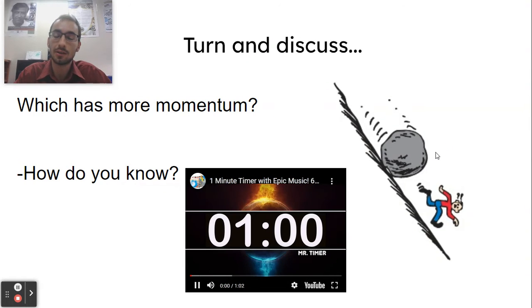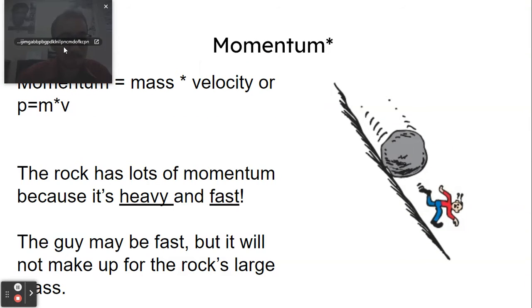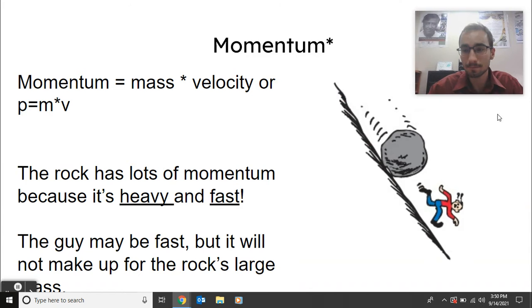You can think of it as like an oomph or a force. So momentum is mass times velocity. You need to know that. Momentum is mass times velocity. The shorthand for momentum is represented by the letter P.